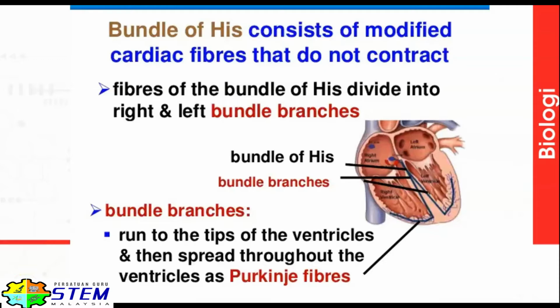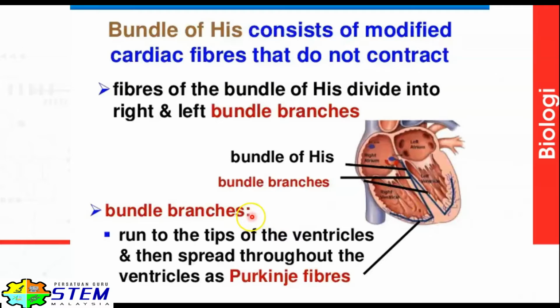Bundle of His. So what is the bundle of His? The bundle of His consists of modified cardiac fibers that do not contract. The fibers of the bundle of His divide into right and left bundle branches. So this is the bundle of His. They are connected directly with the AV node, and it will be divided into left and right bundle branches.